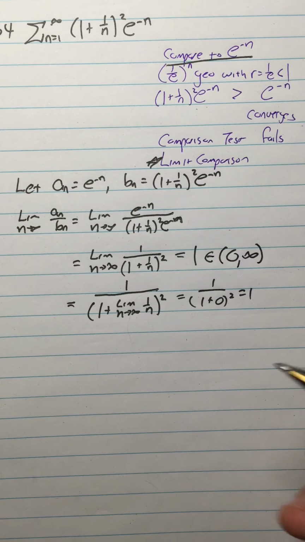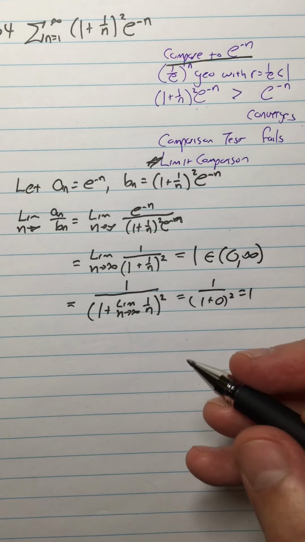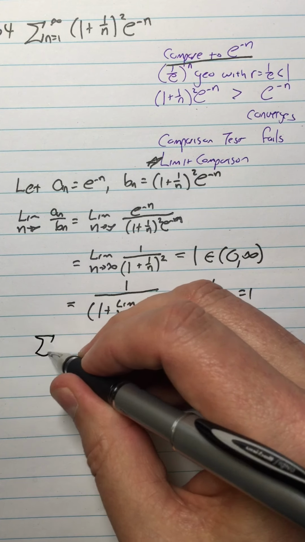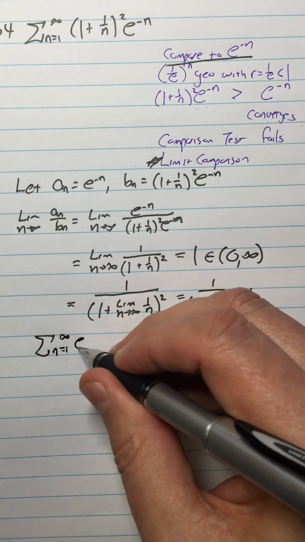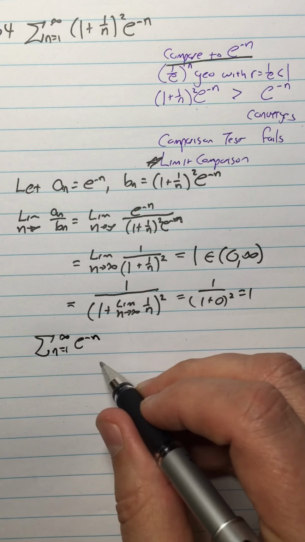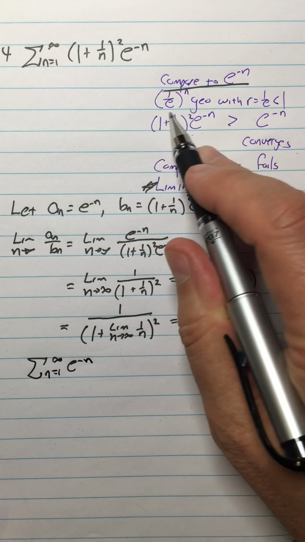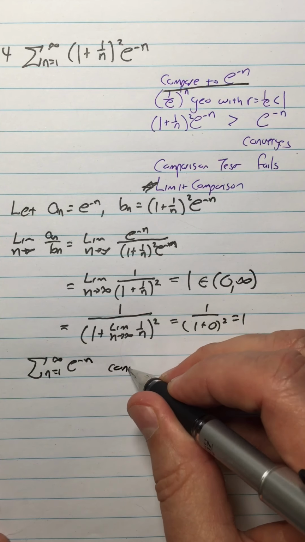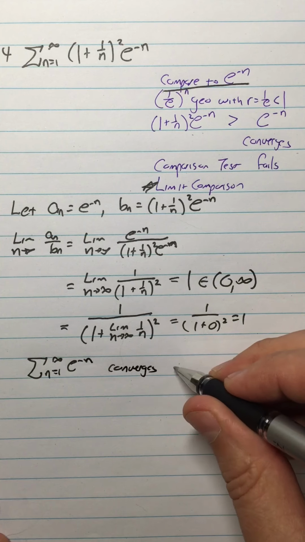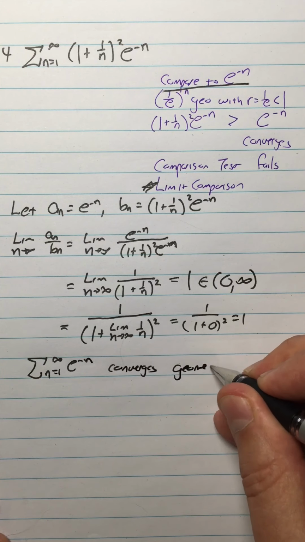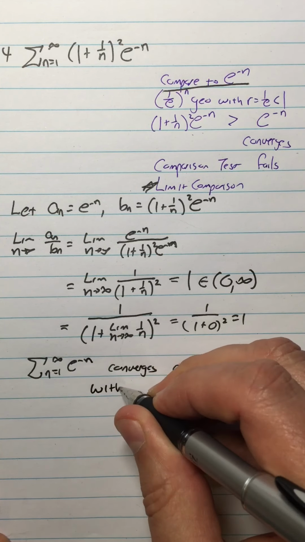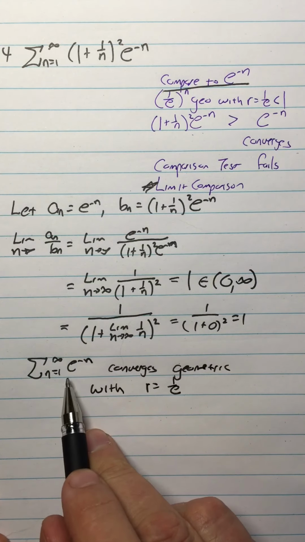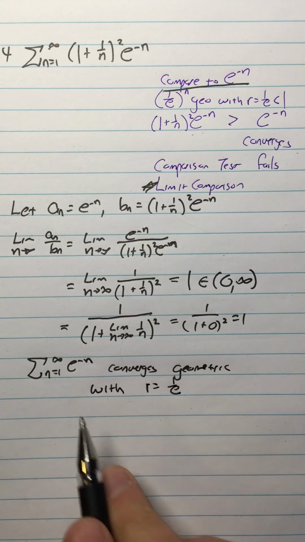So then, in order to complete my justification, I need to state what my comparison series is and that it converges. So I'm going to say sum n equals 1 to infinity of e to the negative n. I did this type of analysis here, but you probably would be fine to say that this converges because it is geometric with r equals 1 over e. I think we could take that as obvious from this expression. It's a geometric series with r equals 1 over e.